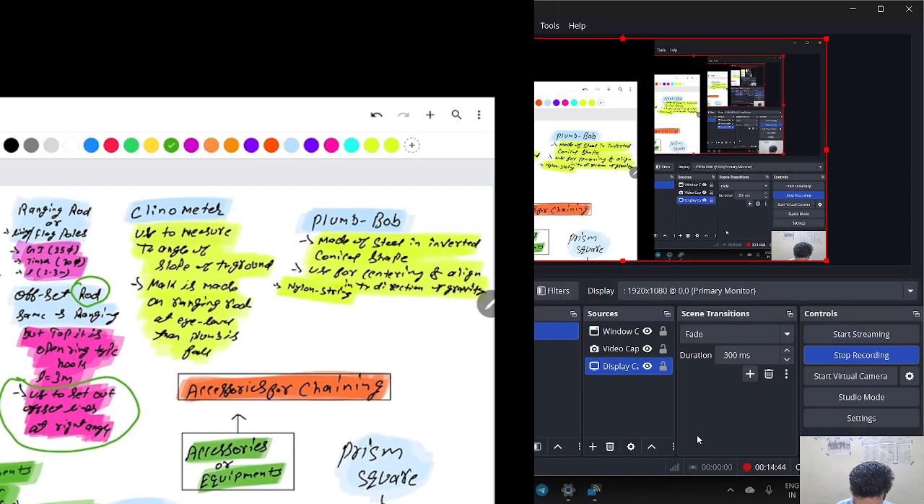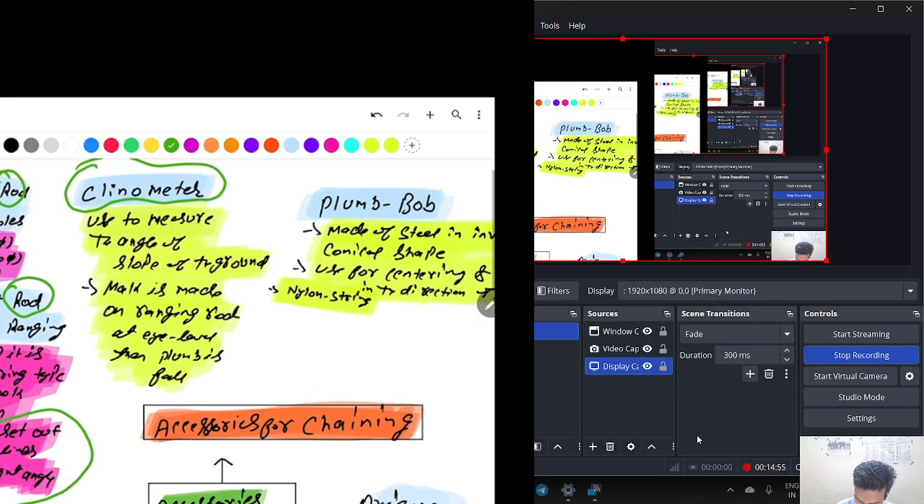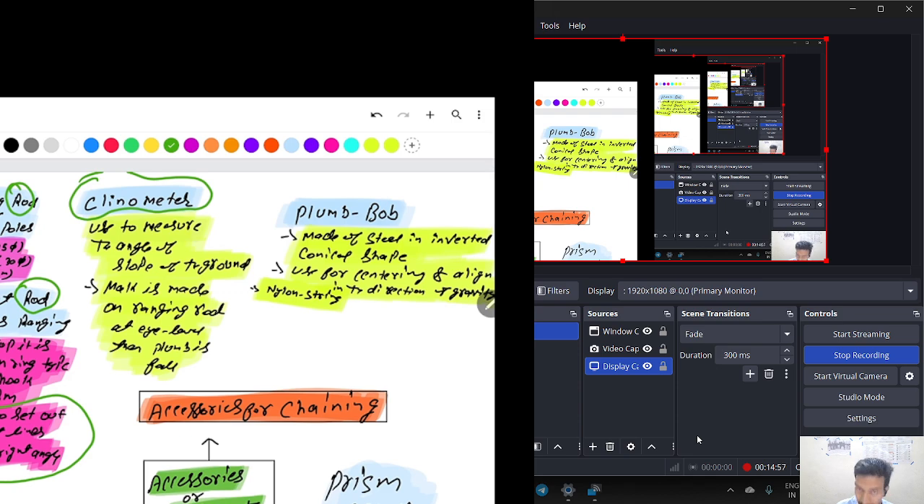And there is a clinometer. What is a clinometer? A clinometer is used to measure the angle of slope of the ground.